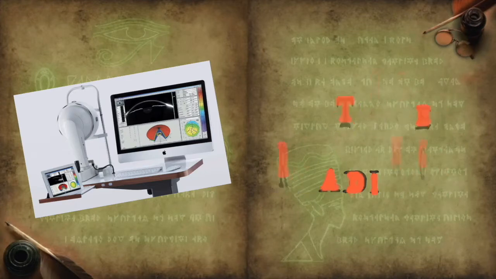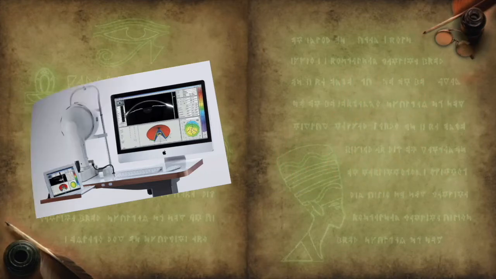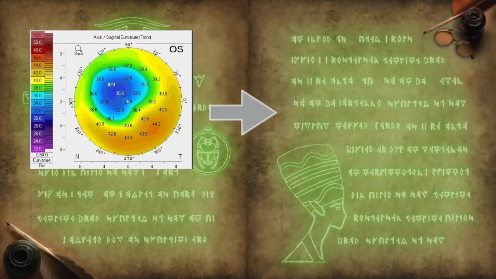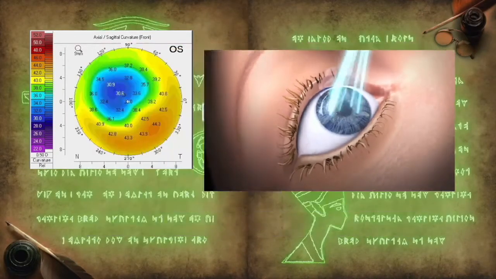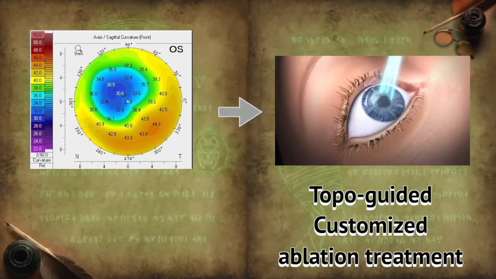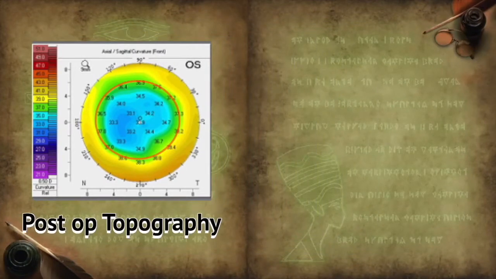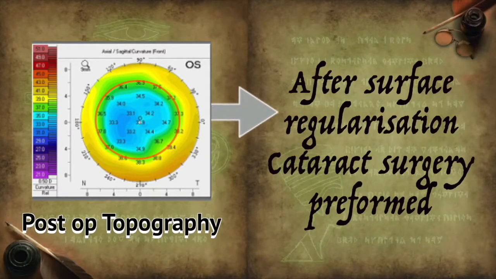For irregular corneas with stable topography, the corneal surface can be regularized by topo-guided customized ablation treatment. After surface ablation takes place, we then can perform cataract surgery with intraocular lens implantation.